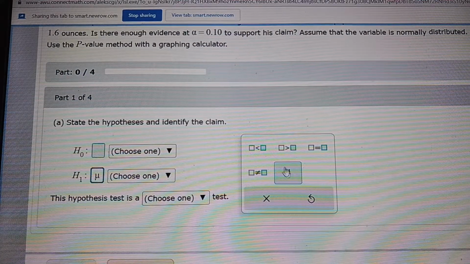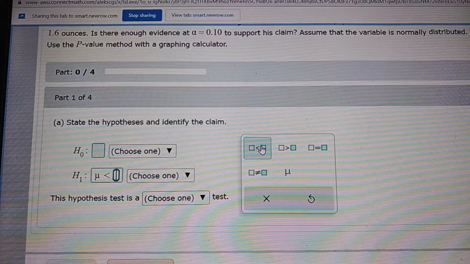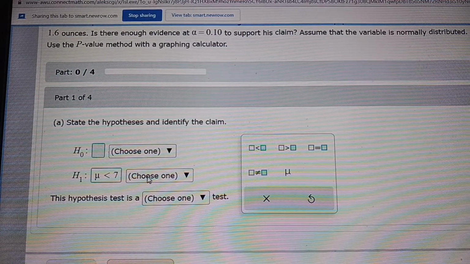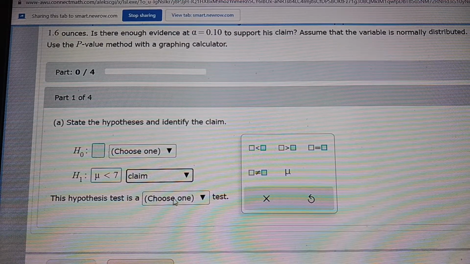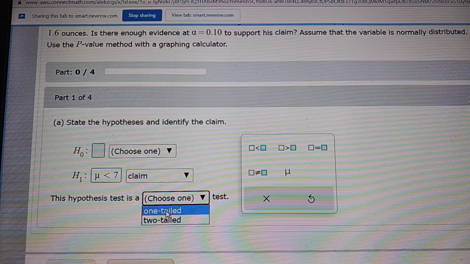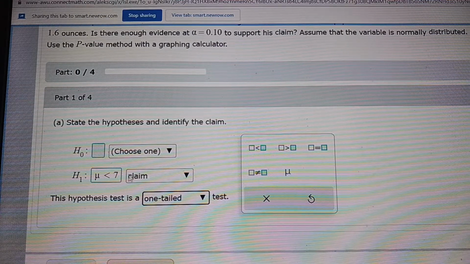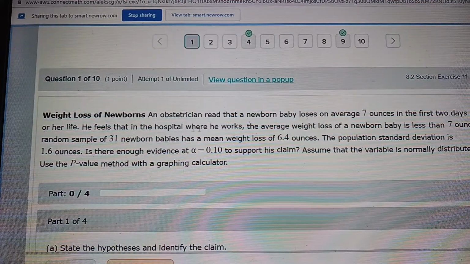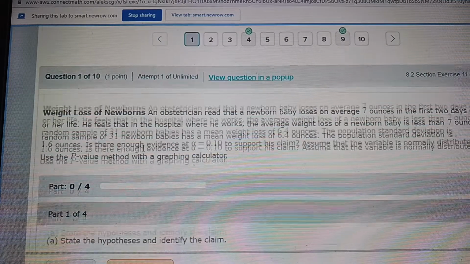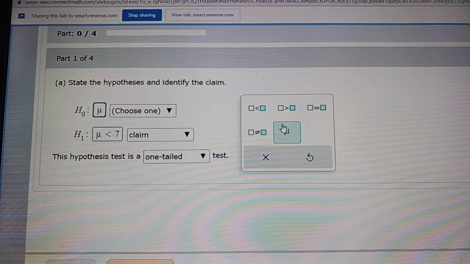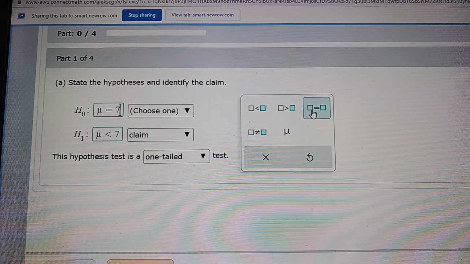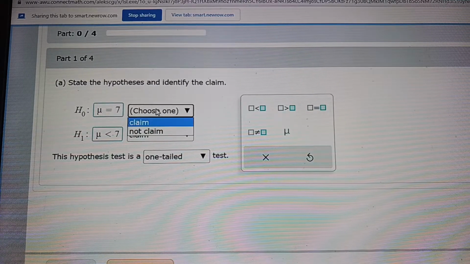Less than has to go in the alternative because it doesn't have an equal to attach to it. And if you get just greater than or just less than, that's a one-tailed test. This one's a claim because they switched it right there: he feels, he claims. We know in Connect Math the null is always equal no matter what, so you could have filled that in right away, but I like to fill the claim in first. Then I know this one's not the claim.